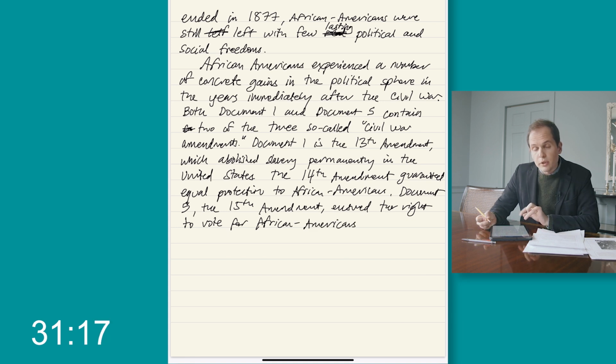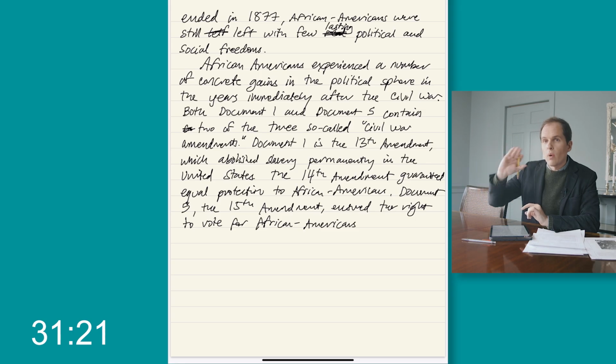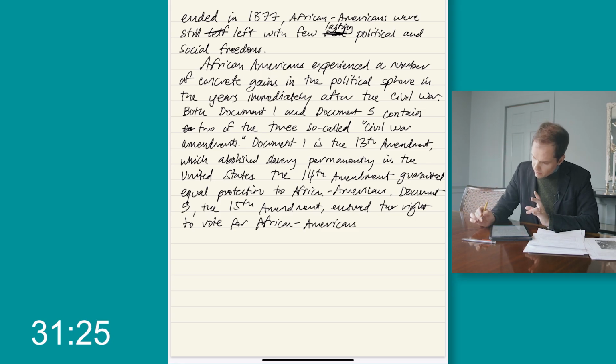One challenge I'm having is I'm starting to list the documents. The graders see that as a red flag. Like if you're just going document 1, document 5, you've got to show that you're connecting them. So I'm going to take a minute and see if I can draw one of those connections.